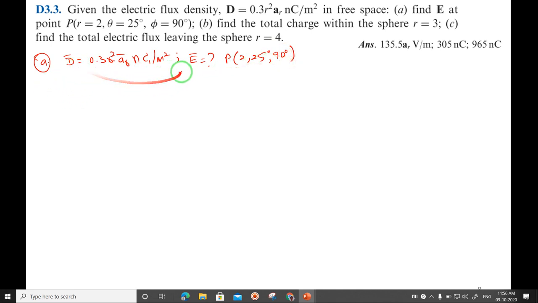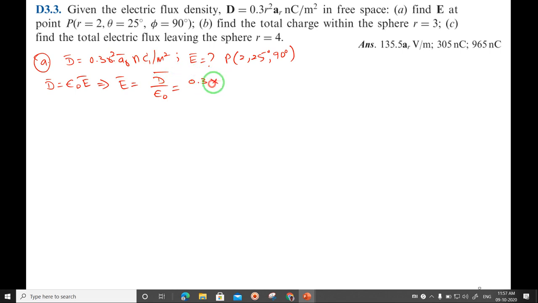If I know D, I can calculate E. If I know E, I can calculate D. D equal to epsilon naught E. You know this relationship, which implies E is equal to D divided by epsilon naught. So D we have here 0.3 r square a_r nano. So what I will do, 0.3 r square.